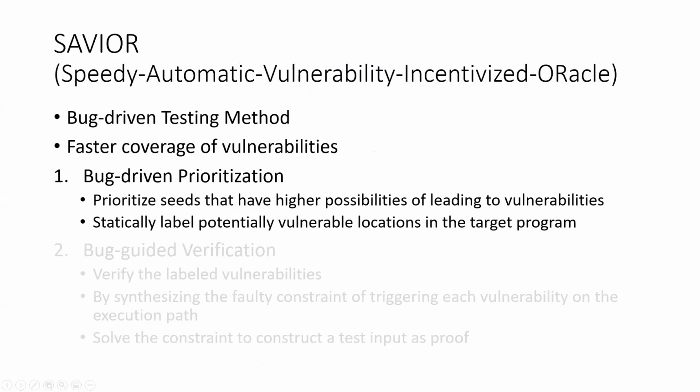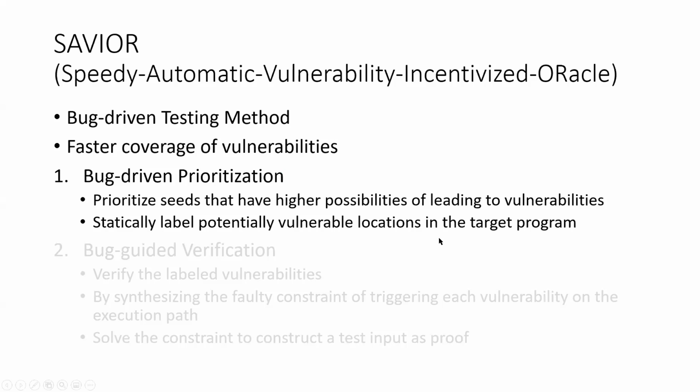Yeah, so those were the two reasons why it was inefficient. So now SAVIOR, which is short for Automatic Vulnerability Incentivized Oracle. It is a bug-driven testing method, and its main objective is to cover vulnerabilities faster.